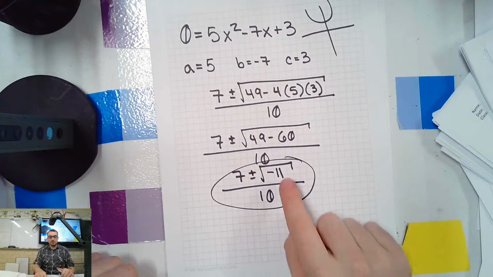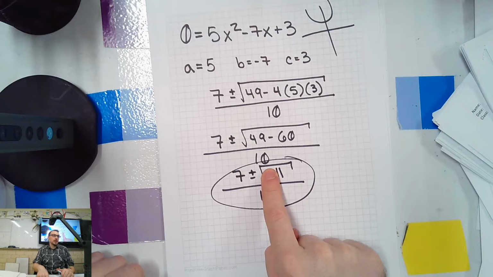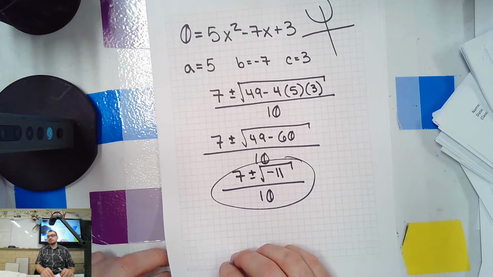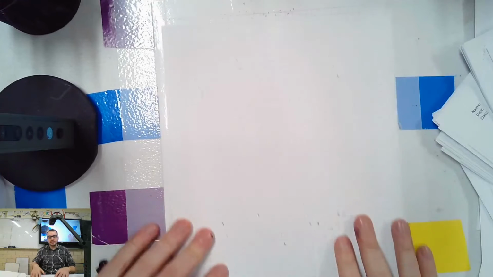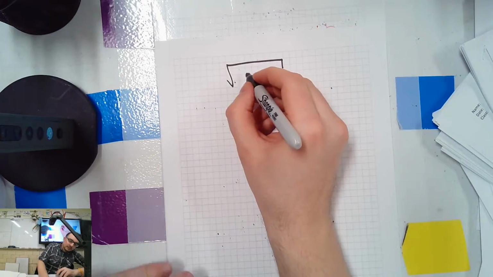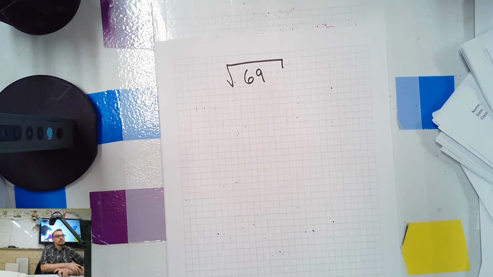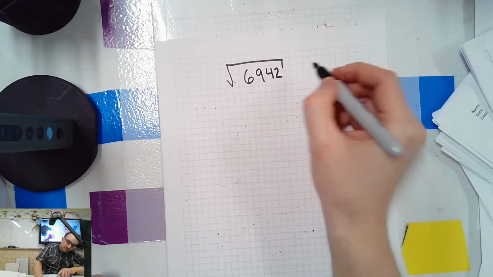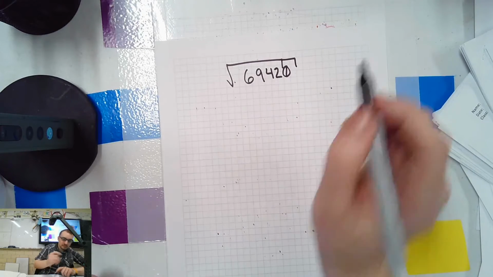Can I simplify the root of 11? No, not really. It's prime, right? So I can't simplify that root. Do you want to practice simplifying roots? Okay, give me a number for a root. Can we do 420? Okay, 69,400, no, 420.